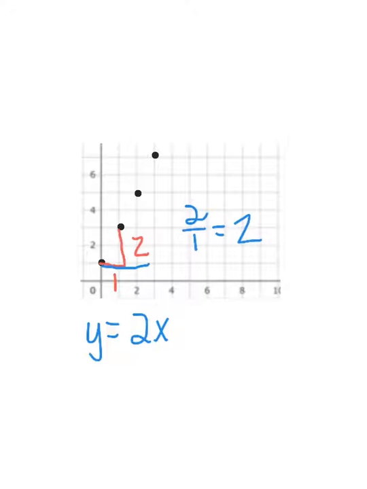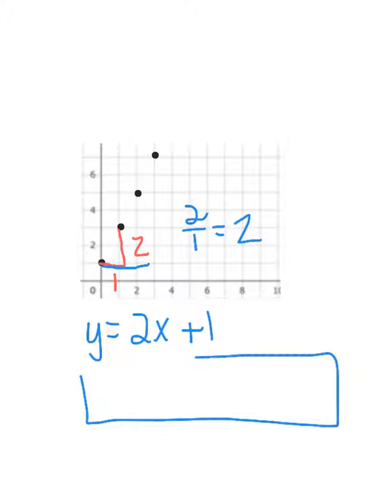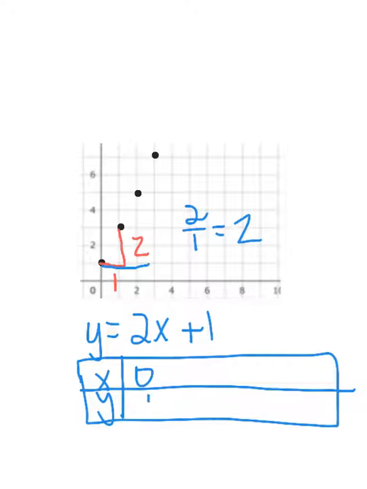And then I look and see, where did I start? Well, my first point is when x is 1, so then I would write plus 1. Now I can make my table to make sure I'm correct. So 0 is at 1, 1 is at 3, and 2 is at 5, and 3 is at 7.